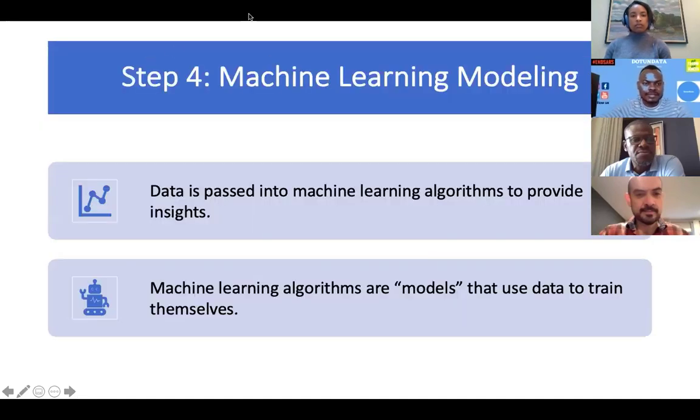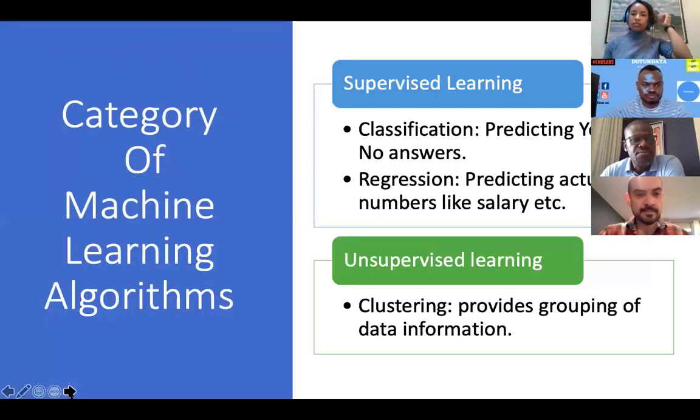So, like I said, in the machine learning modeling step, data is passed into these algorithms to provide insights. And these algorithms are models, right? They're sort of automated models. They use data to train themselves. So the more data they get, or let me caveat that, the more good data they get, the better they become at providing valuable insights.